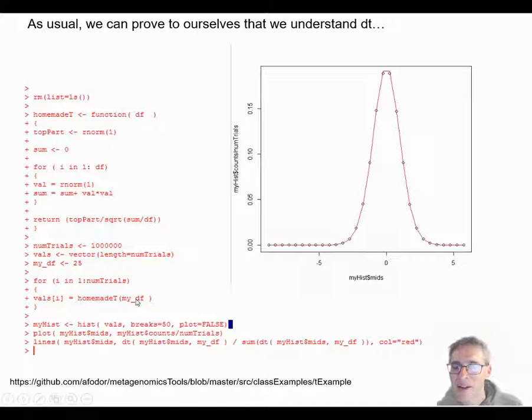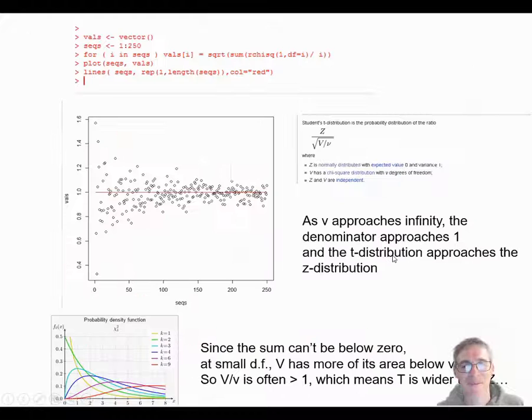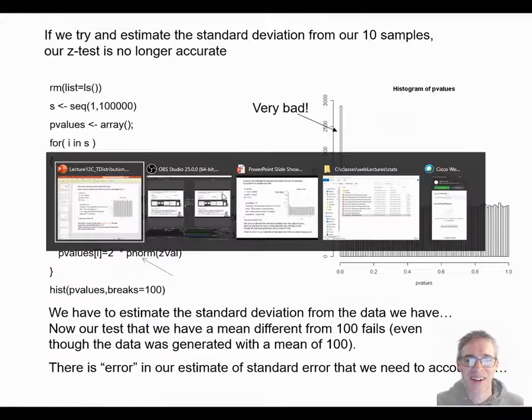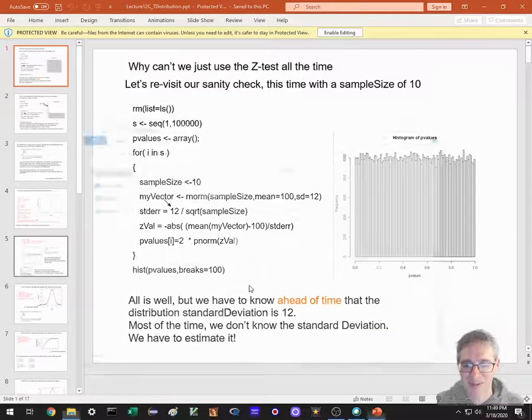Do that a bunch of times and compare my homemade distribution to dt, and of course they're exactly the same thing, right? And now I don't actually have this in the slides for some reason. Maybe it's too obvious at this point.